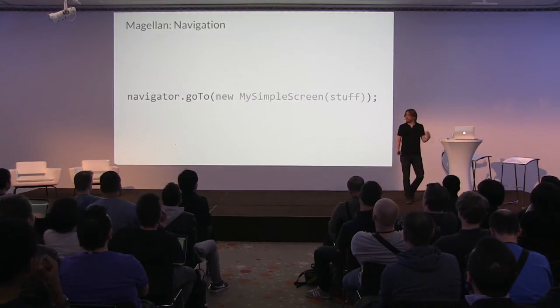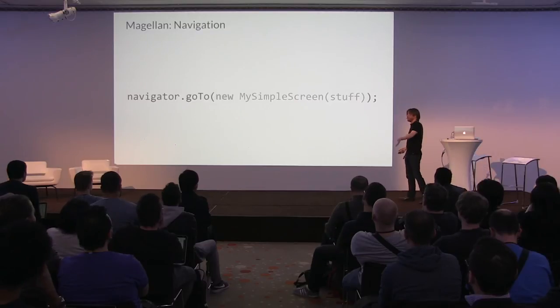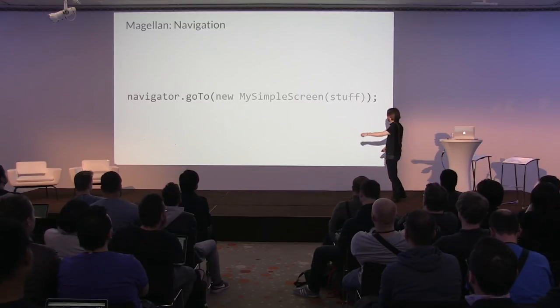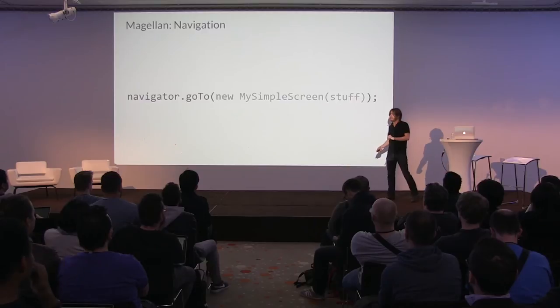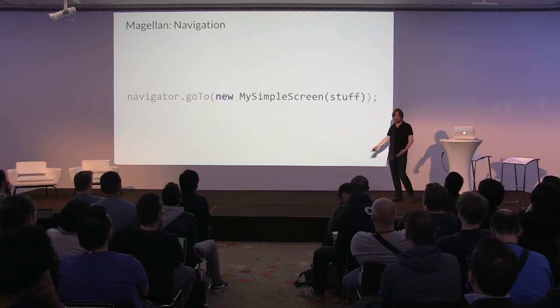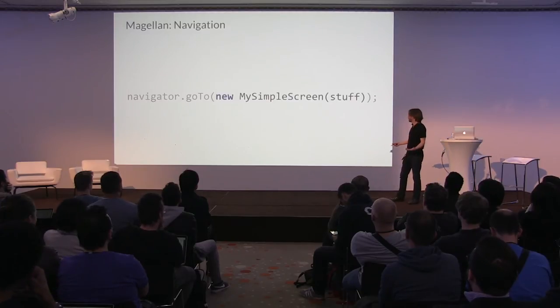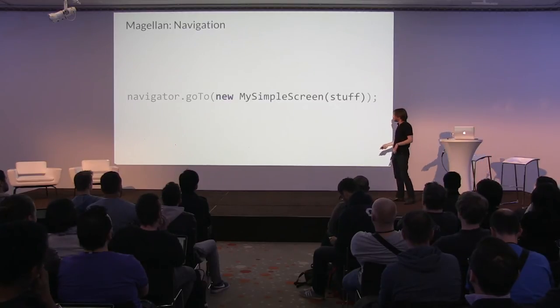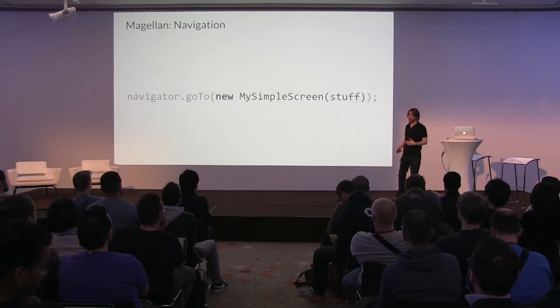So like I mentioned, my navigation is simply calling navigator.goTo my screen. What this means is, because again, screens are simple objects, all I need to do is call new, like Java, and pass some data. That's it. That's all I need to do, right? It's much simpler. And that allows us to develop really, really quickly.